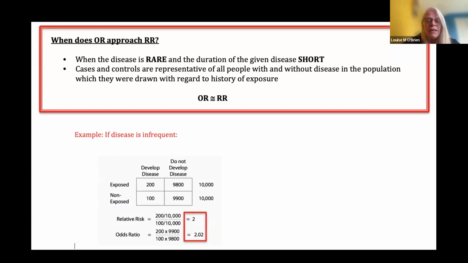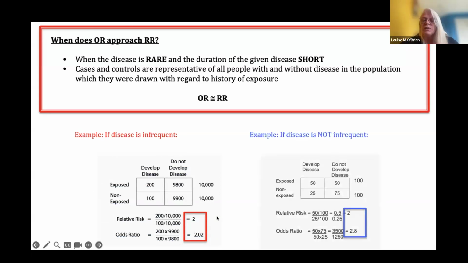So in this case, again, we go back to our 2x2 table. We put in these relevant numbers. This is an example of a disease that's infrequent. So you can see that out of 10,000 people exposed, 200 developed the disease. Out of 10,000 who were not exposed, 100 developed the disease. If you put this into the relative risk formula, you get two. If you put this into the odds ratio formula, you also get two. So there's an example of where odds approaches risk.